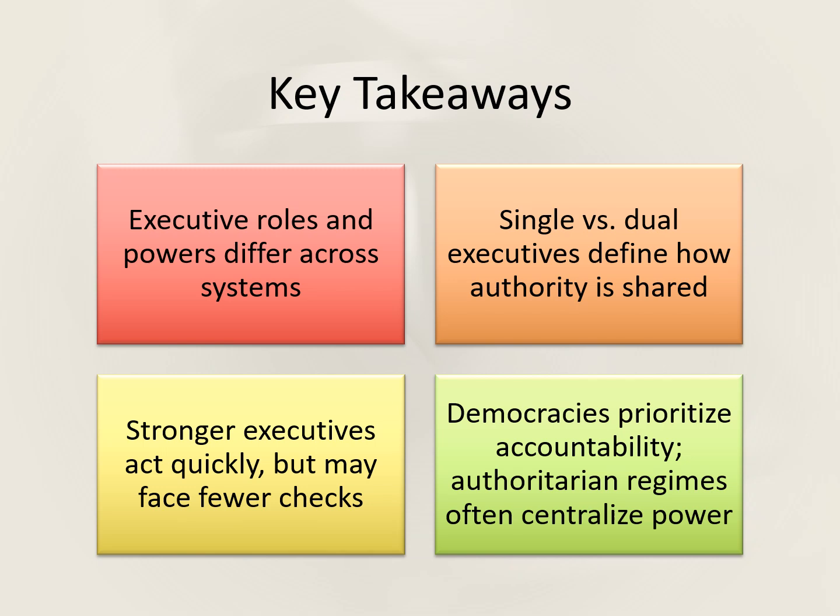To summarize, the key takeaways are: executive systems vary widely in structure and strength. Single versus dual executives define how power is shared or not. Strong executives can act quickly but may face fewer checks. Democratic systems build in accountability, while authoritarian systems may not and concentrate power. And understanding executive systems helps us compare how different governments function and who really holds the power.